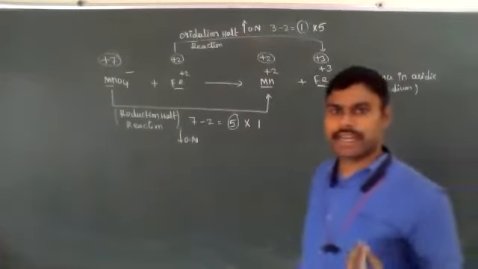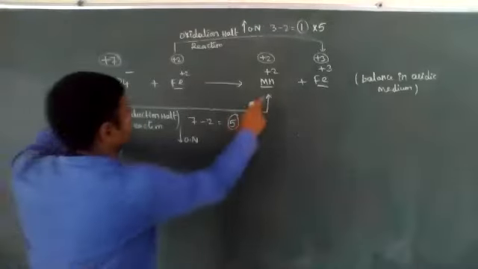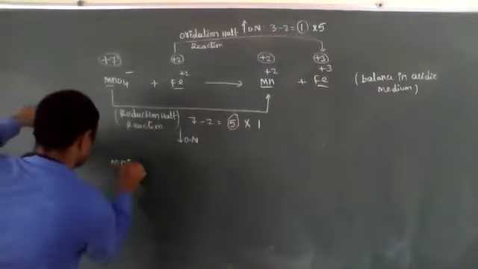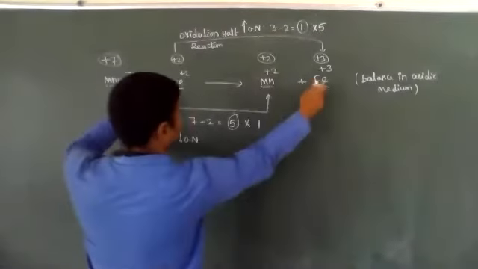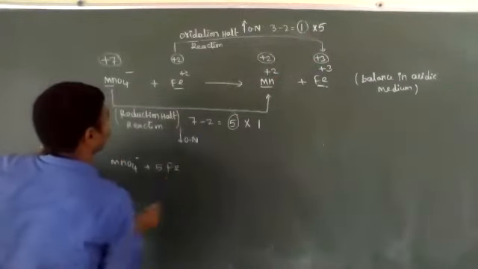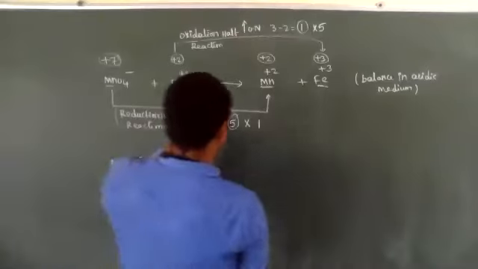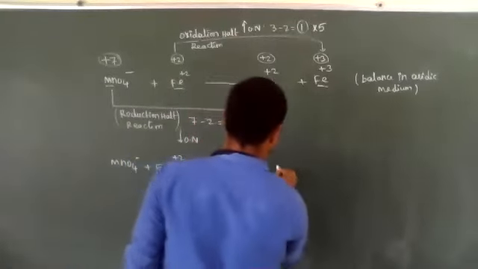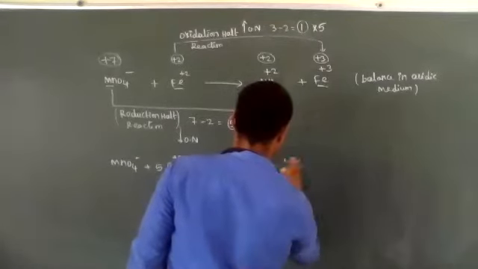Then 50% of the balancing of the reaction is over. Just see, this I have to multiply with 1: MnO4 minus. This I need to multiply with 5: 5 Fe plus 2, and Mn plus 2 plus 5 Fe plus 3.